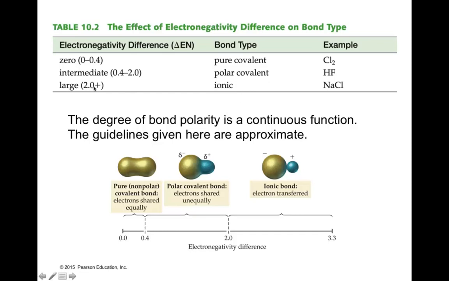Okay, and if it's between 0.4 and 2, that bond will be classified as a polar covalent bond. And if it's larger than 2, the difference between the two atoms or elements that are creating that bond is considered an ionic bond. Okay, so between 0 and 0.4 is going to be a nonpolar bond. But if the difference is between 0.4 and 2, that bond is going to be a polar covalent bond. And if it's larger than 2, then the bond will be considered an ionic bond.